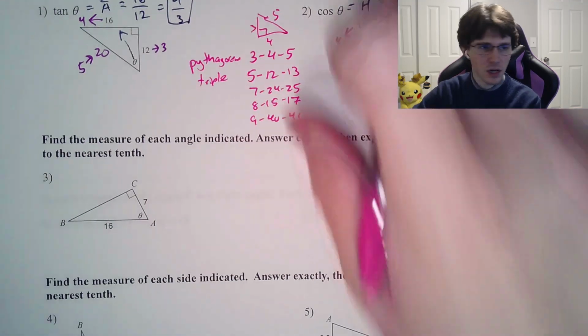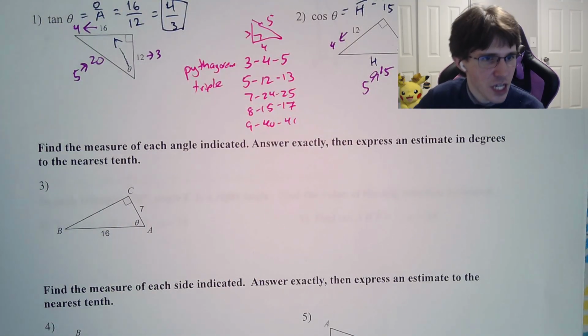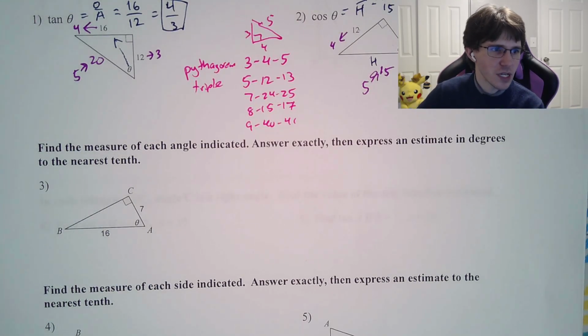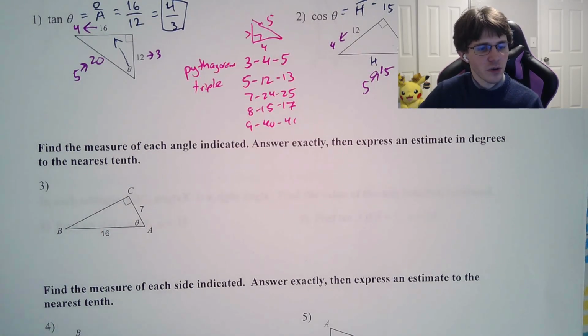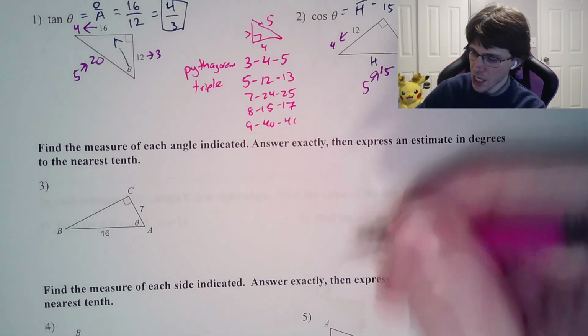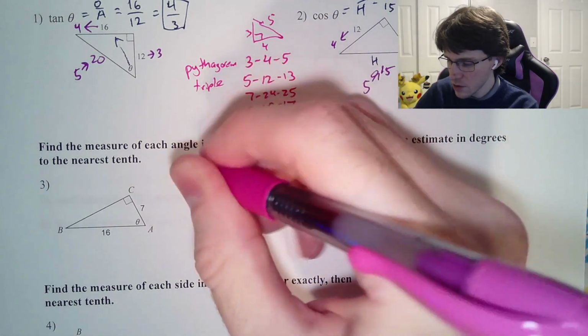Anyways, continuing on. Find the measure of each angle indicated. Answer exactly, then express estimate in degrees to the nearest tenth. So this is going to be a little bit different. The idea is we're going to have to use the backwards version of the function. What you have to do is you first have to decide, which one do I have? Do I have sine, cosine, or tangent?